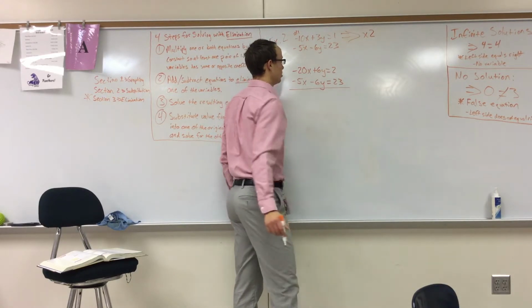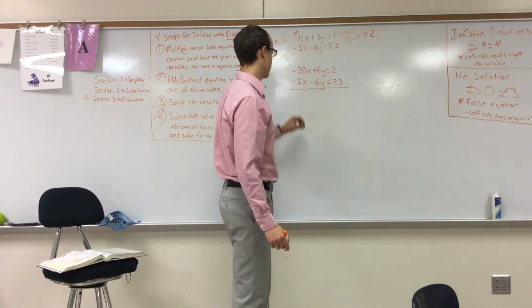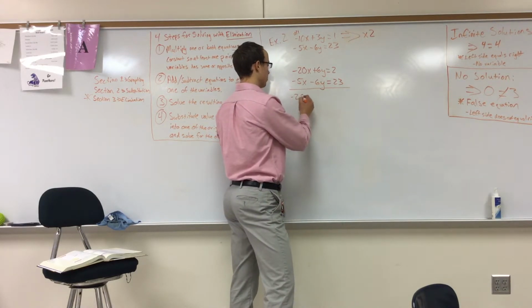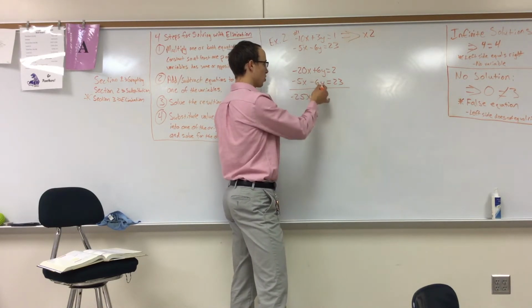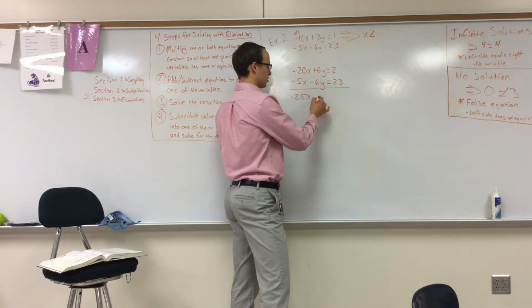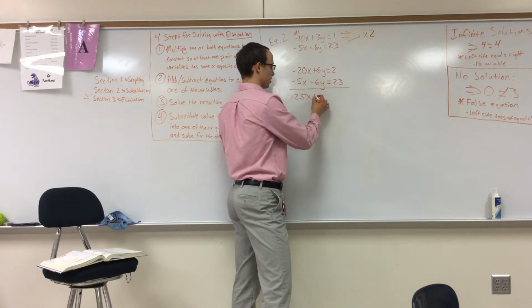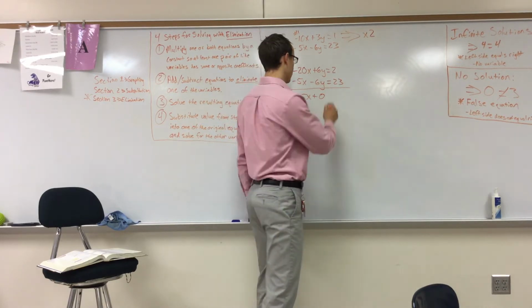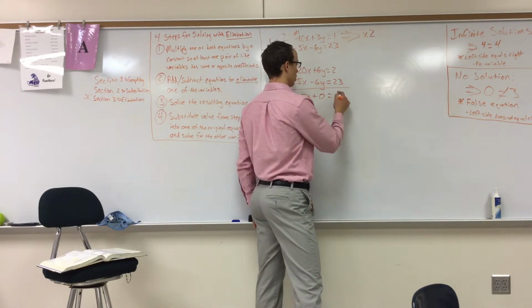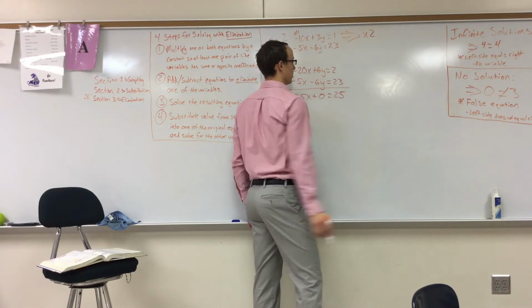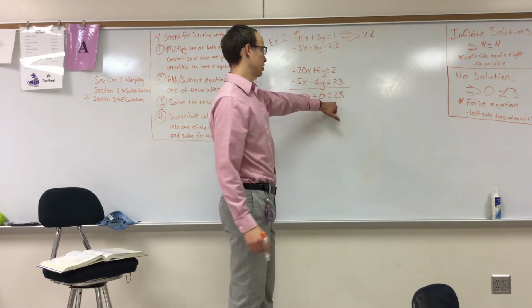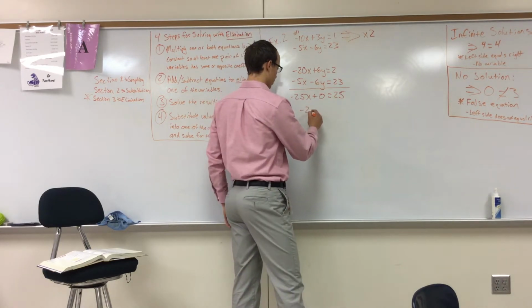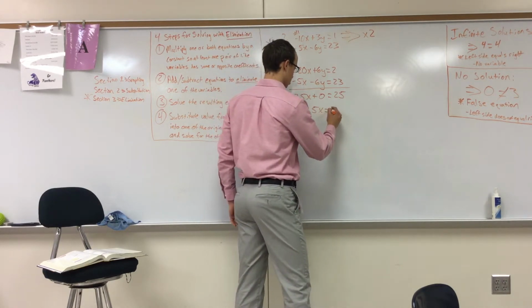And I just need to work this out. All right, so negative 20x minus 5x will give me negative 25x, 6y minus 6y is going to give me a 0. You can leave that blank if you want to. The book leaves it blank. I like to put a 0 just to show what we got. And then I get 2 plus 23, which will give me 25. So now I'll rewrite it as negative 25x equals 25.